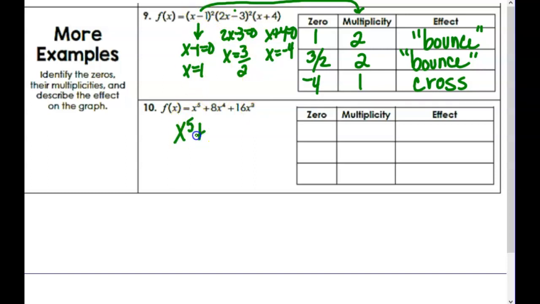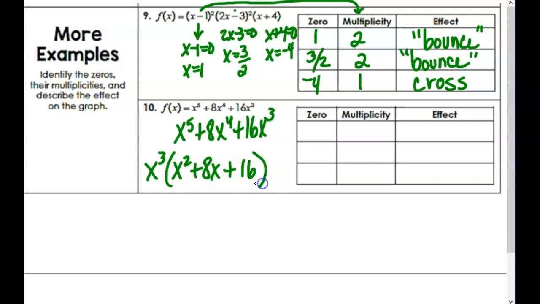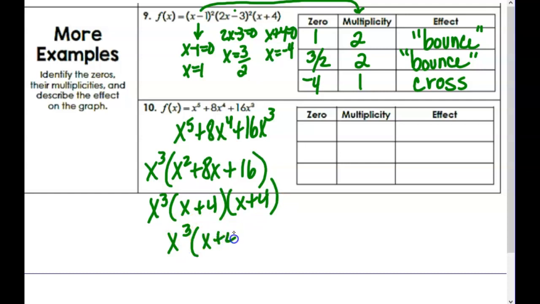So it started out x to the 5th plus 8x to the 4th plus 16x cubed. So we can take an x cubed out. Thank you. x squared plus 8x plus 16. How does that factor? Factors of 16 that make 8. x plus 4 and x plus 4. So we have two factors the same, or an x plus 4 squared.